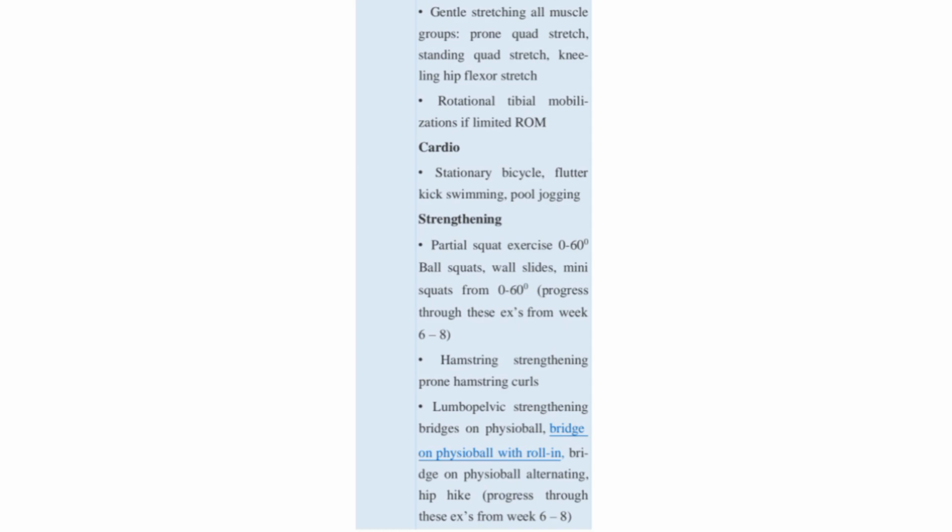Interventions we do are range of motion, mobility, supine active hamstring stretches, standing gastrocnemius stretch, and the soleus. Soleus is the deep muscle, and the gastrocnemius is the superficial muscle of the back of the leg. So go for gastrocnemius and soleus stretch. Soleus is also known as the peripheral heart. Gentle stretching of all the muscles: quad stretch, prone quad stretch, standing quad stretch, knee and hip flexor stretch. All the lower limb stretches can be recommended.